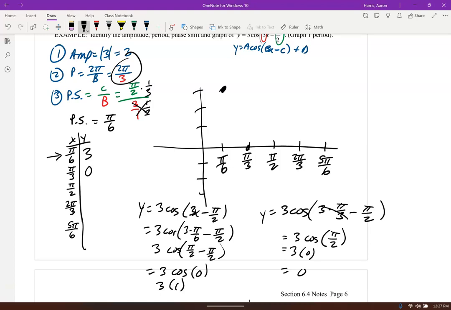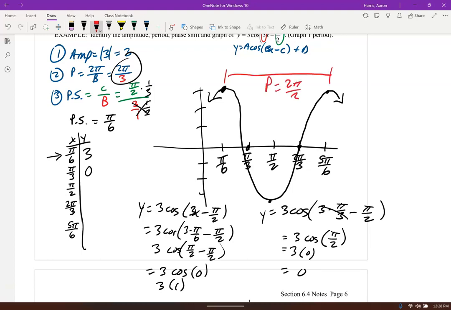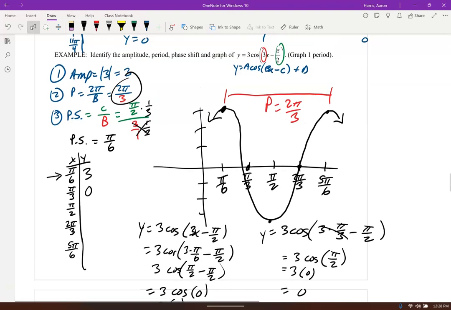I could punch in pi halves. It's going to spit out -3. Punch in the 2 pi thirds. You're going to get 0. And you can punch in the 5 pi sixths. You're going to see your cosine function with that period, because this has been horizontally compressed because that b value is bigger than 1, right? And it's been stretched out because that amplitude is 3, right? That's vertically stretching that thing. And so here's a pretty good look at this function.